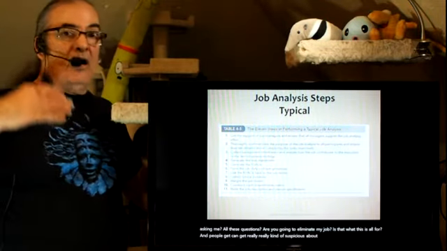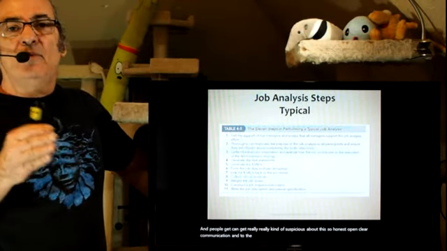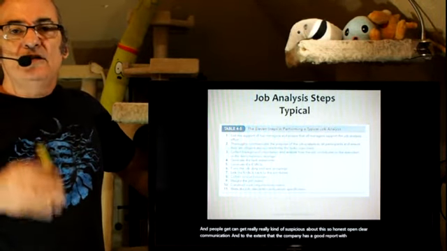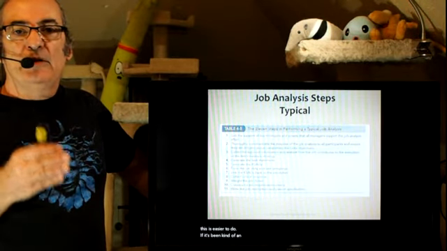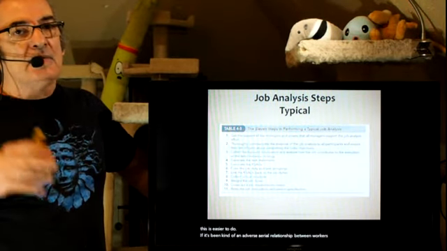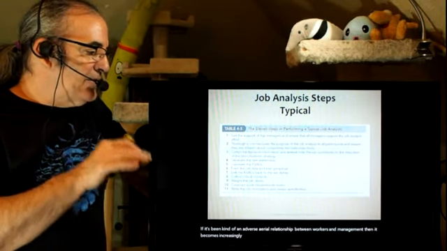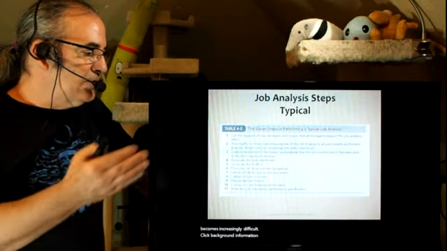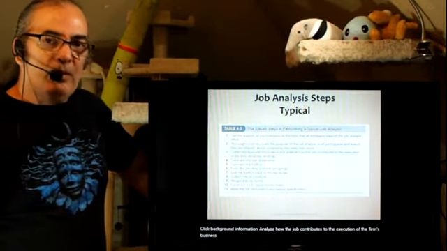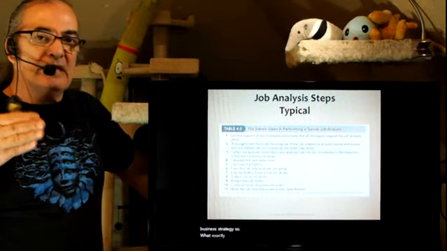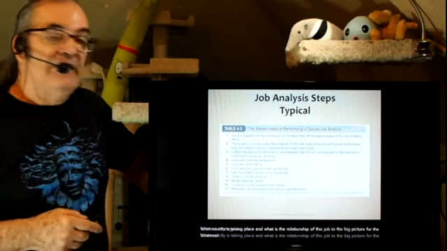So honest, open, clear communication, and to the extent that the company has a good rapport with the worker, then this is easier to do. If it's been kind of an adversarial relationship between workers and management, then it becomes increasingly difficult. Okay? So, collect background information, analyze how the job contributes to the execution of the firm's business strategy. So, what exactly is taking place and what is the relationship of this job to the big picture for the business? Then start generating task statements.